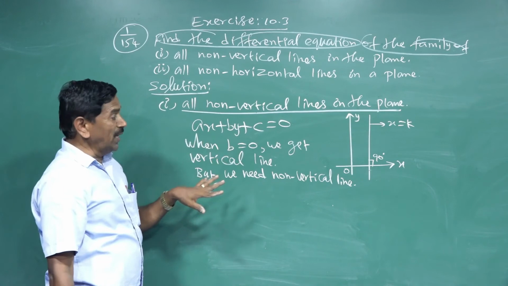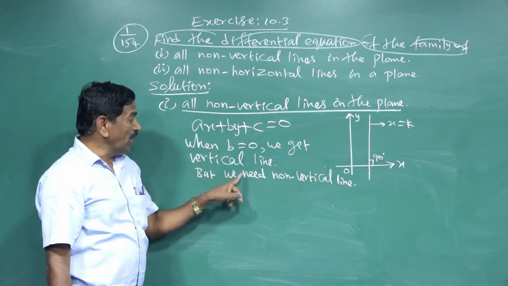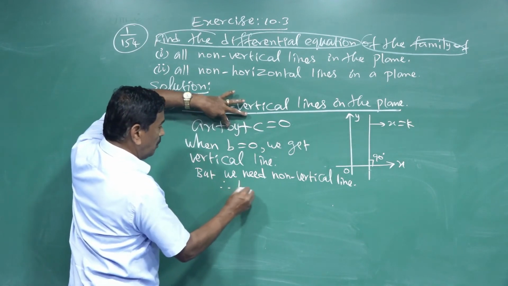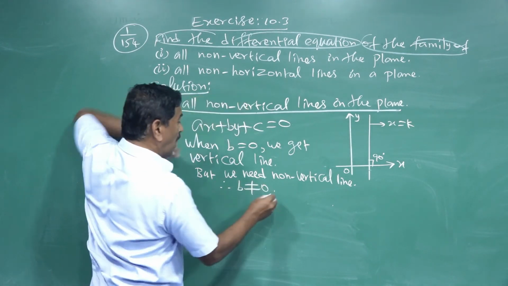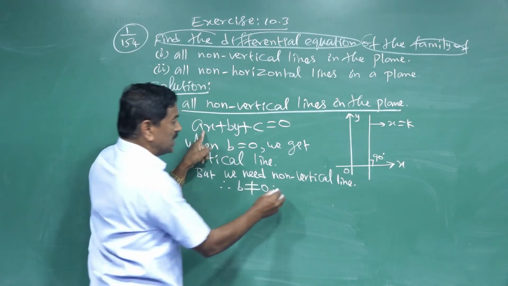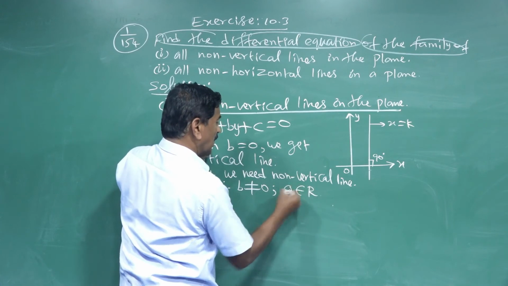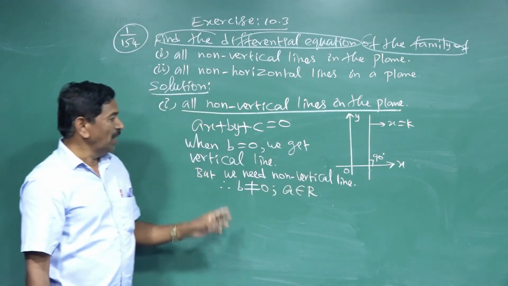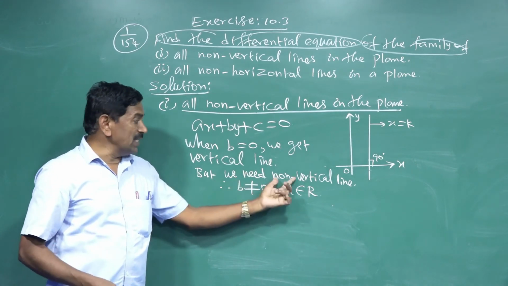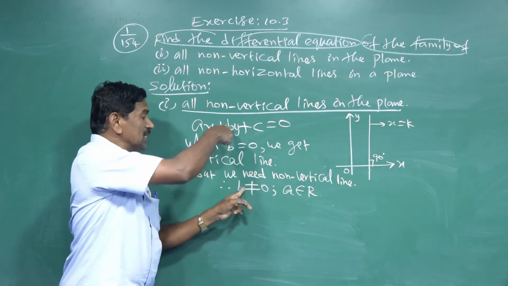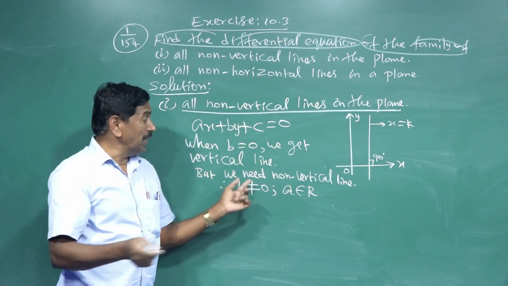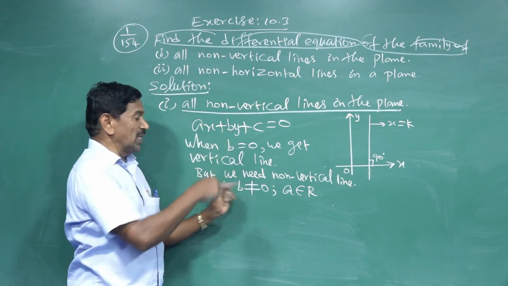To get a non-vertical line, b is not equal to 0, and a is any number. That means a belongs to real numbers, any number except complex. Listen, the condition for non-vertical lines is important: b is not equal to 0 and a belongs to R. A takes any value, but b should be not equal to 0. So that is the technique.